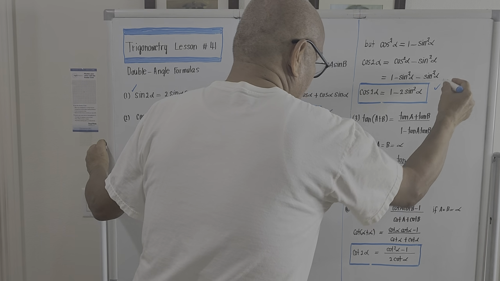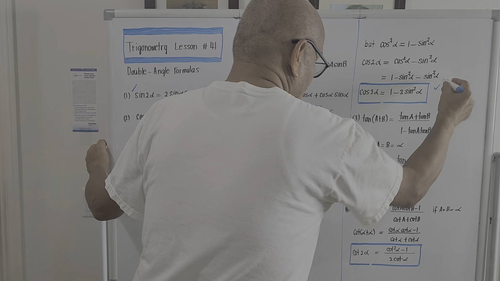Number 3, for the tangent function, tangent of 2 alpha. Actually, this emanates from the tangent of the quantity a plus b. For twice alpha, the right hand side will be twice tangent of alpha over 1 minus tangent square of alpha. It is this. It is actually this one.